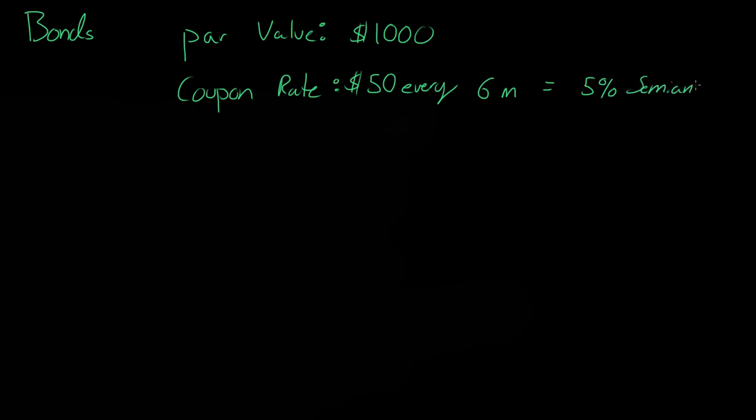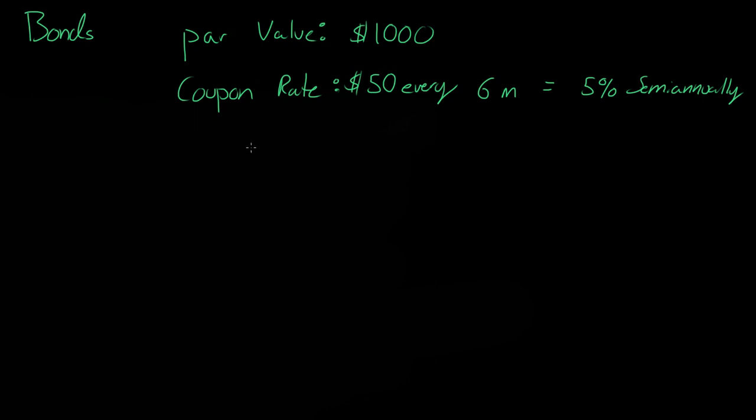Semi-annually. Is that with two L's? Yes, it is. Semi-annually. So that's your coupon rate, 5% semi-annually. So that's what coupon rate is. It's basically your interest rate. Now, the reason they don't say it's your interest rate is because it's based solely on the par value, not how much you actually purchase the bond for.